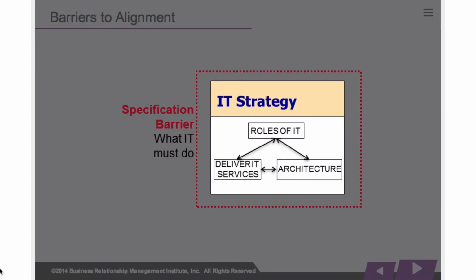The specification barrier relates to the difficulty of determining just what the business wants IT to do. Does it see IT as an enabler or a strategic driver? What capabilities should IT develop? How should capabilities and service be sourced?